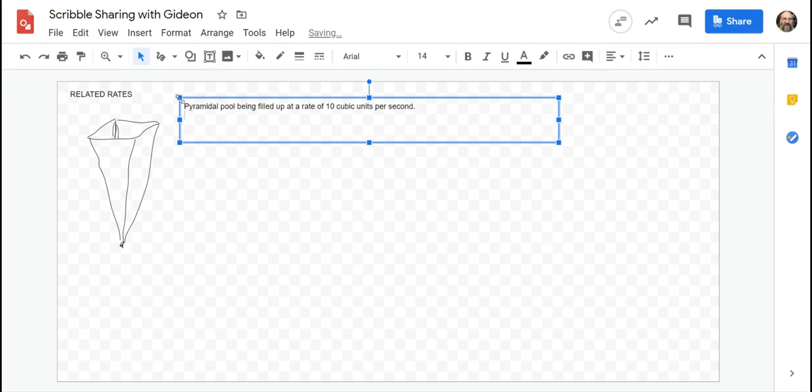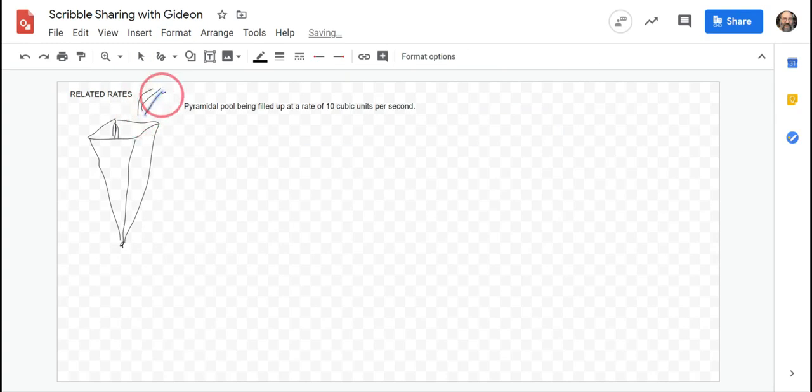So that means we've got water pouring in at a pretty decent rate, going in there, and then 10 cubic units per second in. That's what the down arrows are about. So they've given you a rate. That's not very surprising because this is a related rates question. If the question is not labeled related rates, this idea of being given a rate might make you start thinking, oh, maybe this is a related rates question.